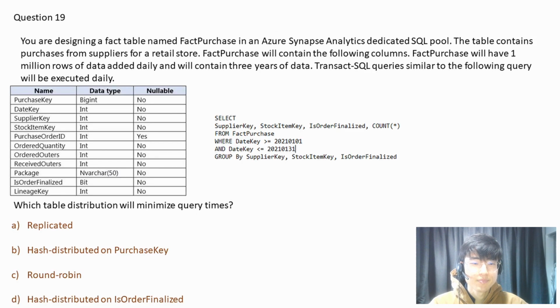Question 19. You are designing a fact table named FactPurchase in an Azure Synapse Analytics dedicated SQL pool. The table contains purchases from suppliers for a retail store. FactPurchase will contain the following columns. FactPurchase will have 1 million rows of data added daily and will contain 3 years of data. Transact-SQL queries similar to the following query will be executed daily. Which table distribution will minimize query times?